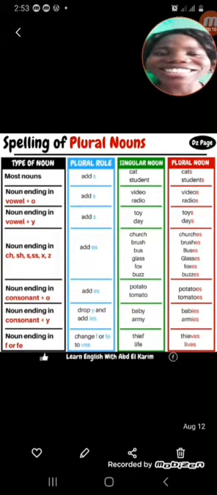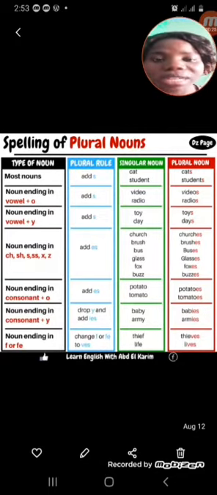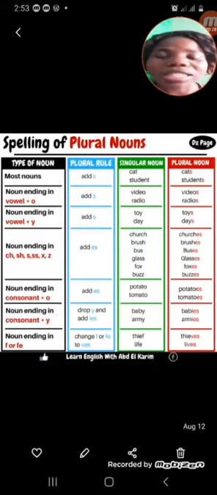So this morning is our revision week because next week we'll be having our test. This week is for revision, and I'll be taking you through the topics that we've done so far since July to this present moment. I'm starting with plurals. I'm starting with plural nouns.